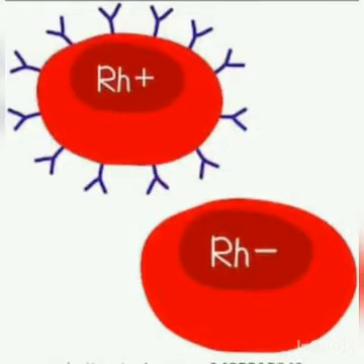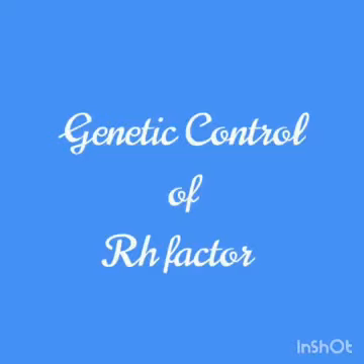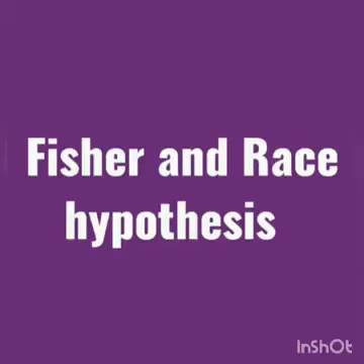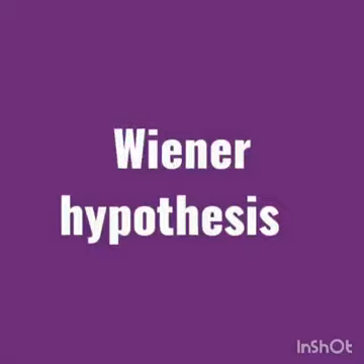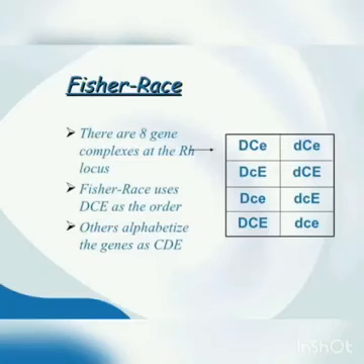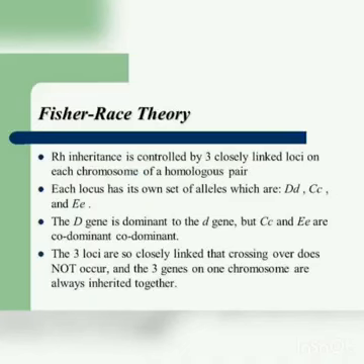And these Rh factors are controlled by certain genes. It is explained by Fisher and Race's hypothesis and Wiener hypothesis. First we see Fisher and Race's. Rh factor involves 3 different pairs of alleles located on 3 different closely linked loci, that is points on a chromosome pair. 3 different pairs of alleles in 3 different loci.